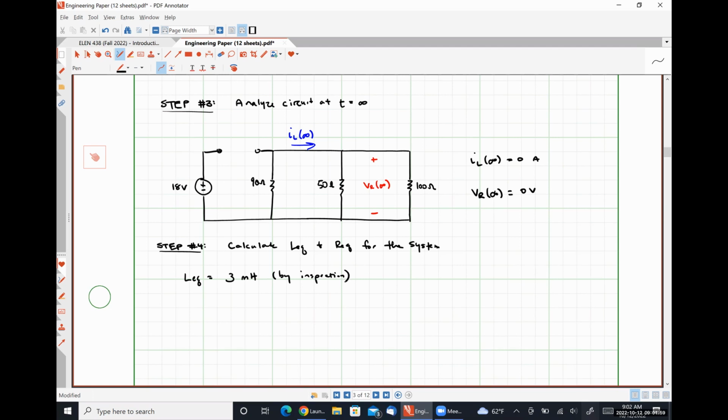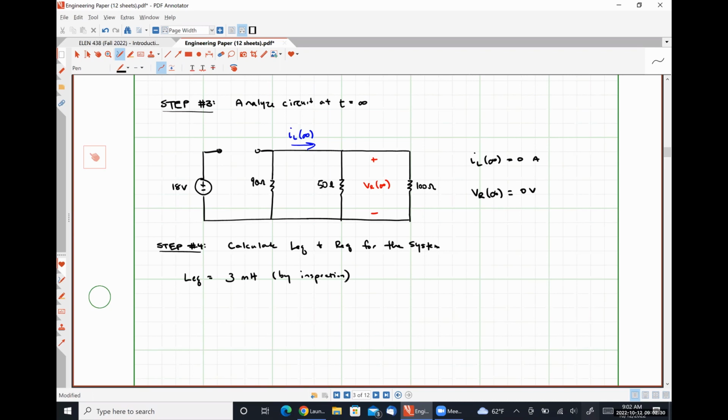To determine REQ is a potentially tricky thing, okay? And the reason why it's tricky is because we have to pay attention to what time we're doing it in, okay? So we need LEQ and we need REQ so that we understand how our signal is exponentially decaying, right? These two values establish the rate at which the exponential decay occurs.